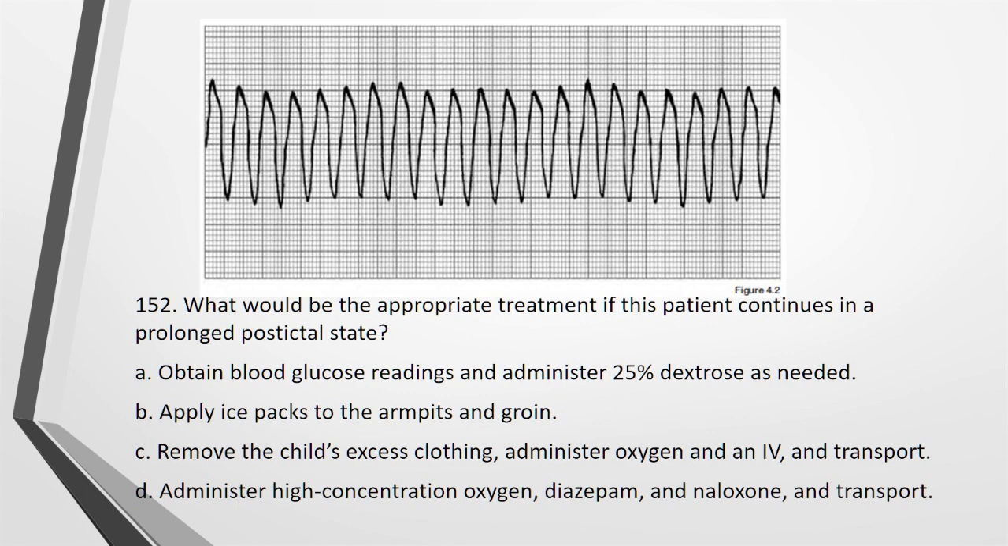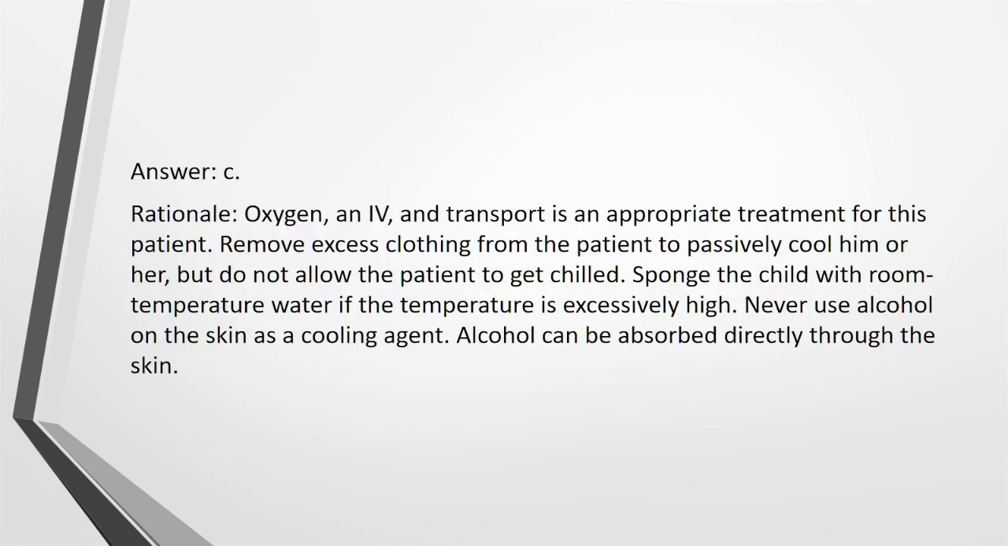A. Obtain blood glucose readings and administer 25% dextrose as needed. B. Apply ice packs to the armpits and groin. C. Remove the child's excess clothing, administer oxygen and transport. D. Administer high-concentration oxygen, diazepam, and naloxone, and transport. Answer C. Rationale. Oxygen and transport is an appropriate treatment for this patient.